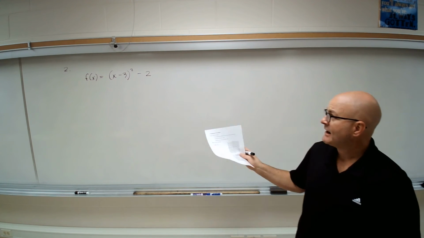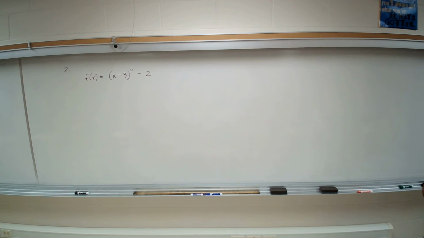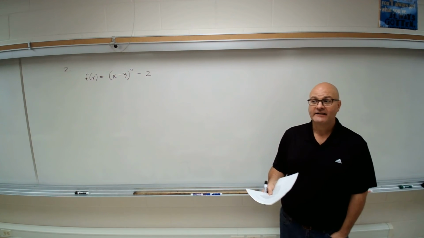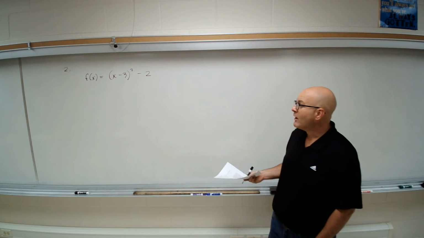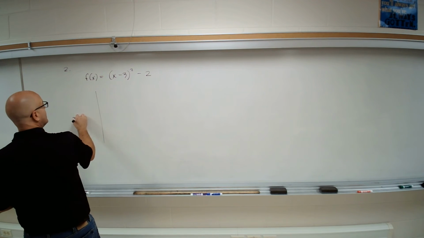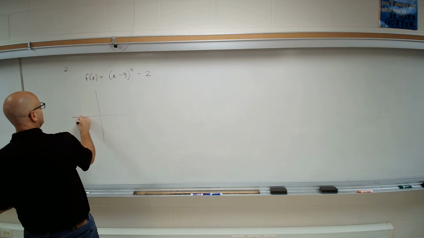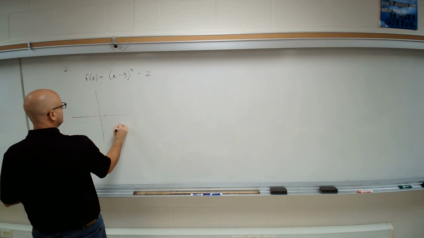Okay, our second example here is f of x equals x minus 3 squared minus 2. This is a parabola. So right away, hopefully you're thinking, hey, that doesn't pass the horizontal line test, so it's not going to have an inverse. Now, what we can do, and what you'll see done, is graph this parabola. It has a vertex at, no, that's not even close, at 3, negative 2.